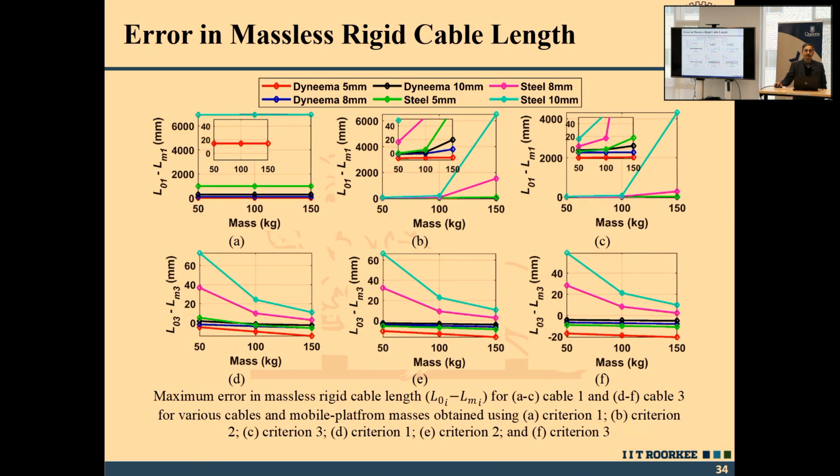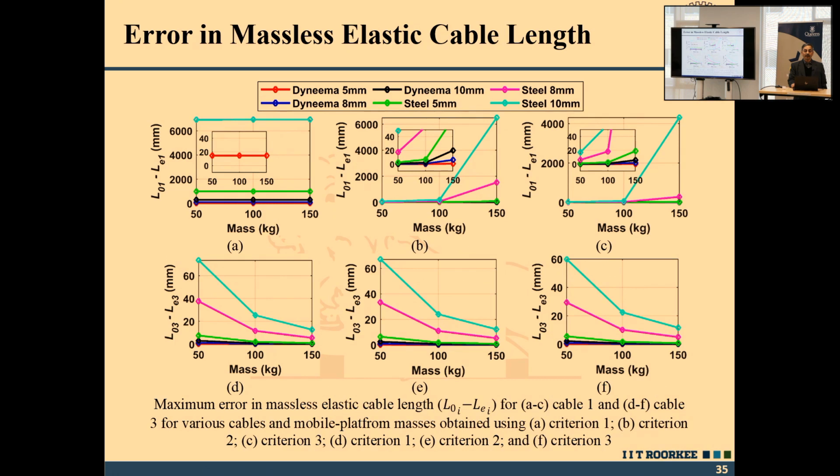So, error in massless rigid cable lengths, then we carried out this analysis for 2 of the cables. The results we plotted for 2 of the cables as per all those 3 selection criteria here. So, this was for cable 1 and this was for cable 3, how much is the maximum error. So, this is the error in massless rigid cable length. Then we looked at the error in the massless rigid cable length.